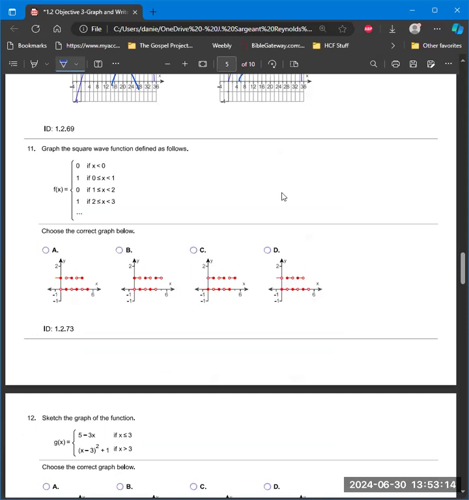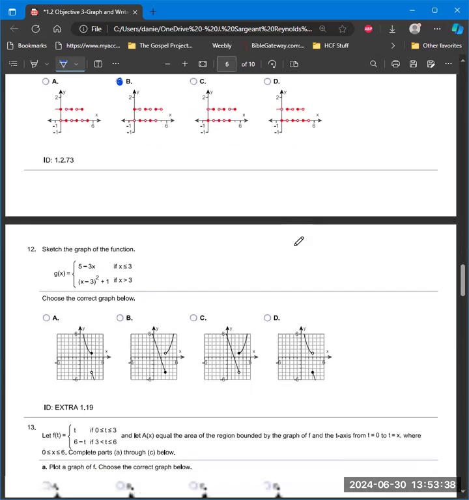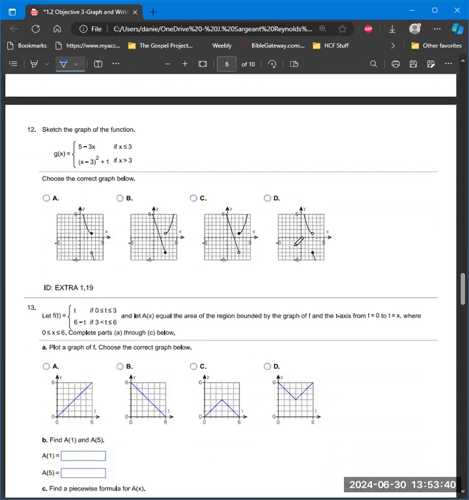We're oscillating between 0 and 1, and then 0 and 1, 0 and 1. That's B. And it's closed on the left, open on the right every time. That's why it's B and not C. All right, sketch the graph here.